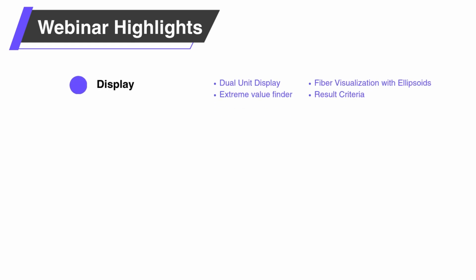So here is the outline for today. First of all, I will introduce some news in display, including dual unit display, extreme value finder, fiber visualization with ellipsoid, and also result criteria.